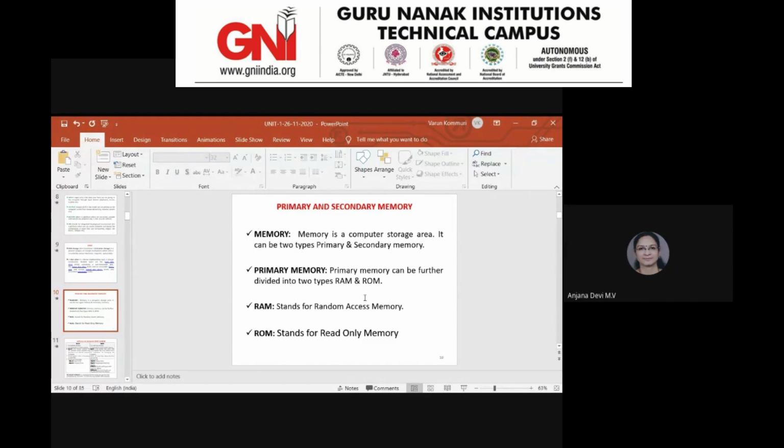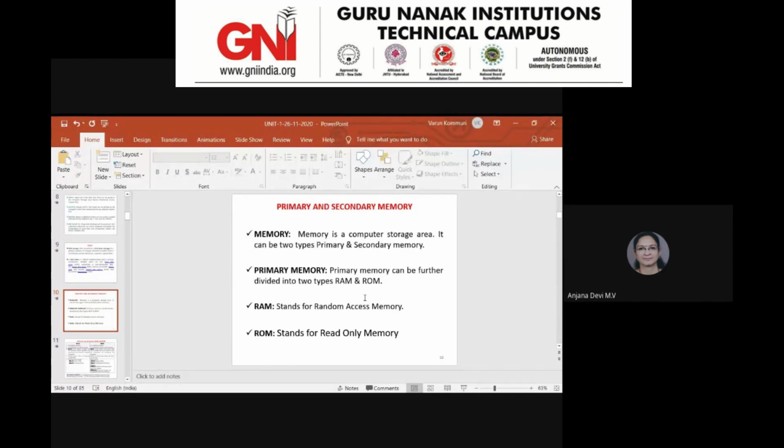Now, coming to the next one, primary and secondary memory. Already you know very well what a memory is and the difference between primary and secondary memory, right? So what is a memory? Memory is a computer storage area. We use memory to store the data. It can be primary and secondary memory.